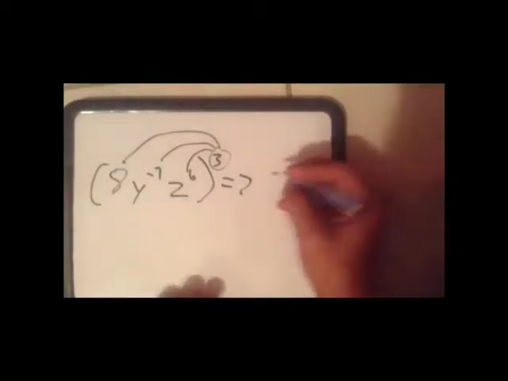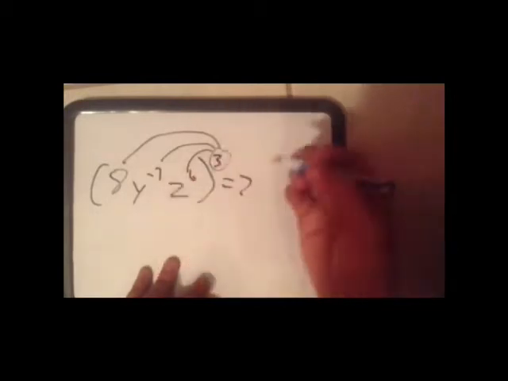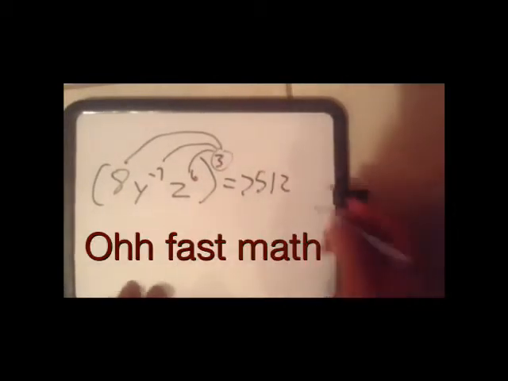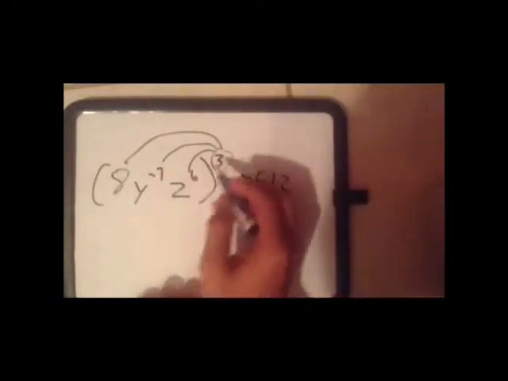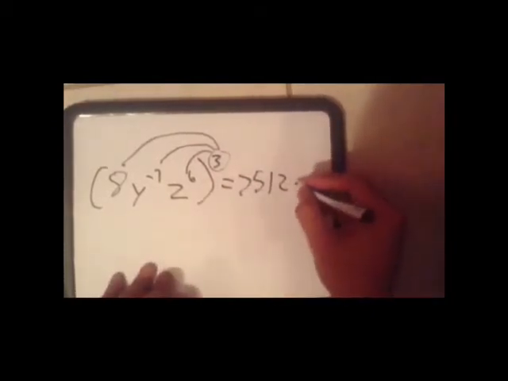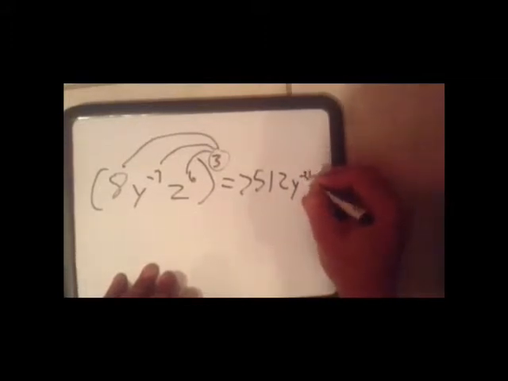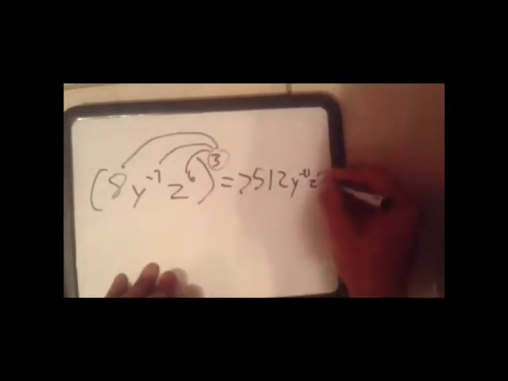Okay, so this is actually going to give us 512. That's 3 cubed. And since we're multiplying 3 by negative 7, it's just the exact same thing as normal multiplication. It's going to give us y to the negative 21, and z is going to give us 3 times 6, 18.